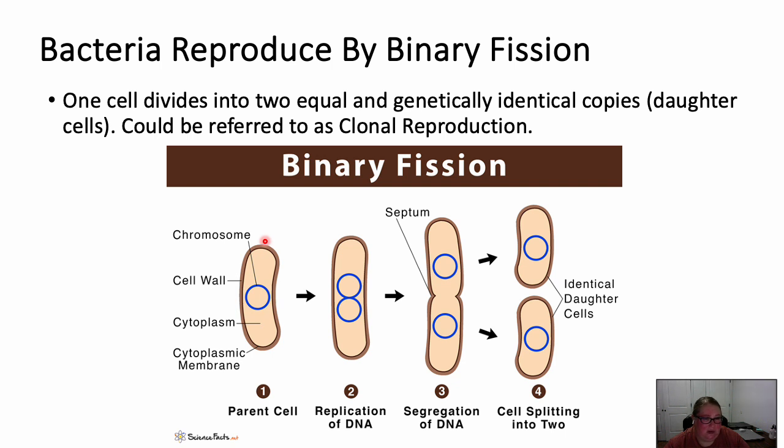So the parent cell is going to grow, it's going to start to overcome that surface area to volume ratio, if you remember that from biology. Okay, so when the volume gets too big, it doesn't have enough surface area to bring things across the membrane in terms of nutrients and to ship things out in terms of waste. Okay, so there comes a point where the bacterial cell gets too big to support itself.